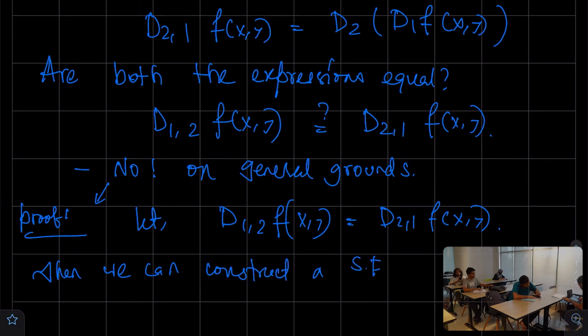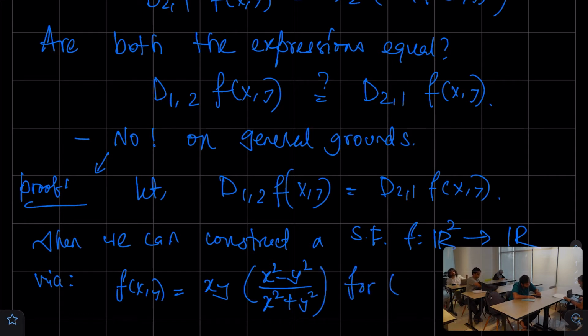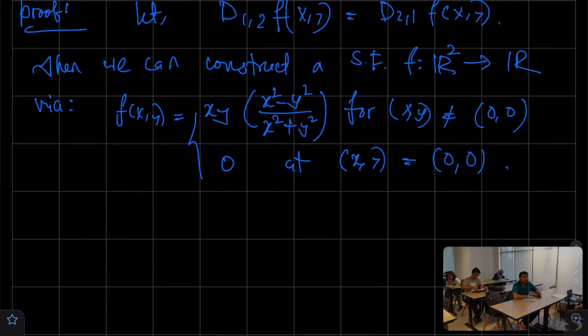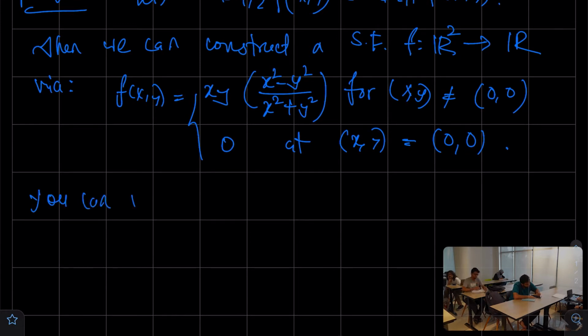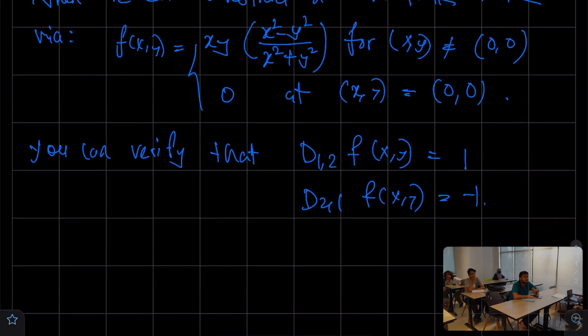We can construct a scalar field from R2 to R, defined by f(x, y) equal to xy (x squared minus y squared) divided by (x squared plus y squared) for (x, y) not equal to (0, 0), that's the origin, and it's 0 at the origin. Now you can verify, using the definition of d12 and d21, that d12 is plus 1 and d21 for this function will be minus 1.